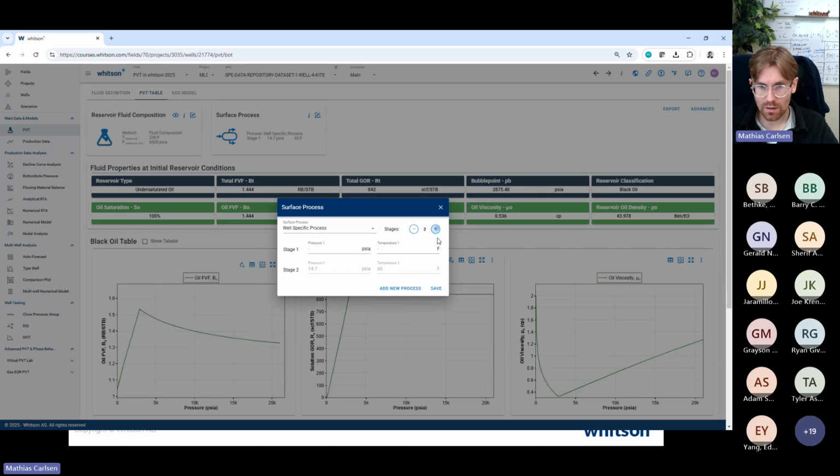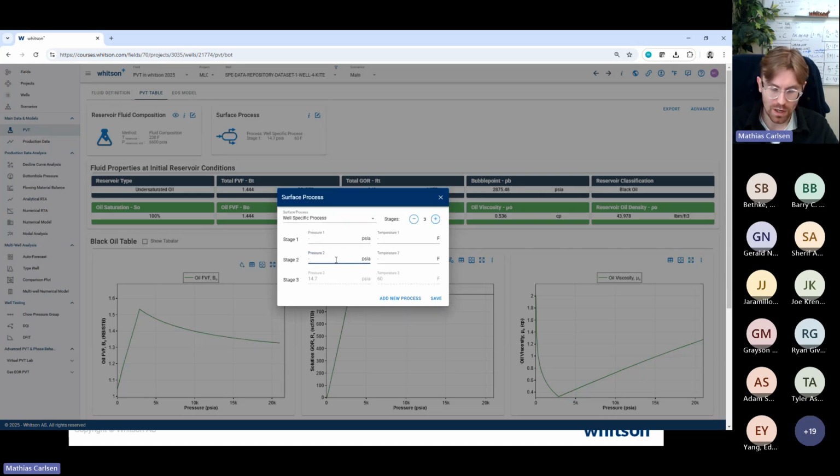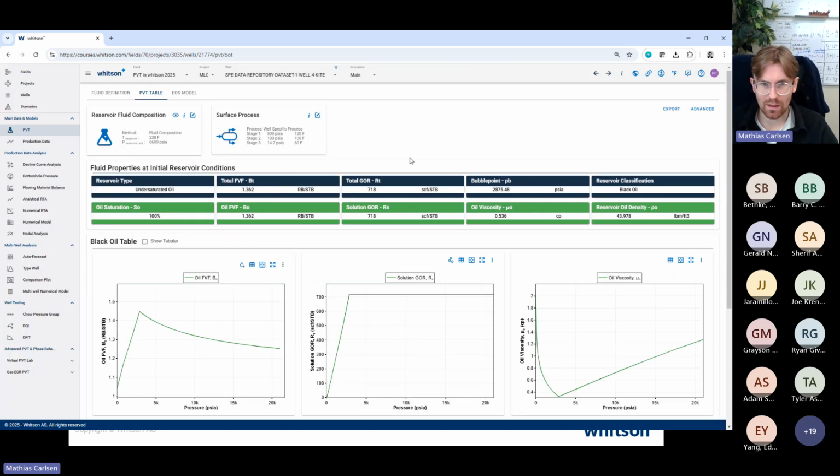And vice versa, I could go in and add more separation stages here, to try to make it a more efficient type of separation. And then I would maybe expect that the GOR goes down from 750, and my formation volume factor goes down.